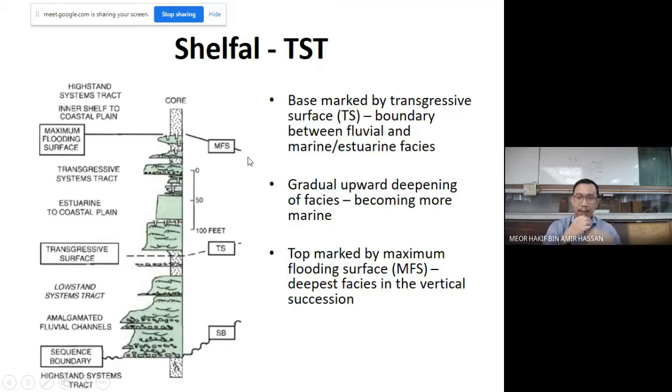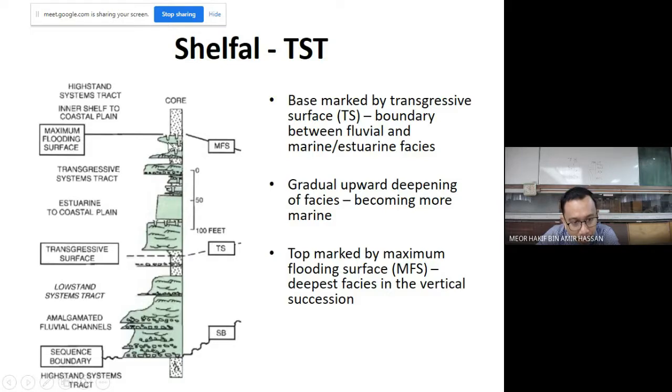All right. So the base of your TST is going to be marked by the transgressive surface. This is it in dashed line here, TS. The boundary between fluvials ini and marine and estuarine deposits at the top. That is the marker for the base of your TST. Then you have a gradual upward deepening of the facies. It gets more and more marine as you move further upwards.